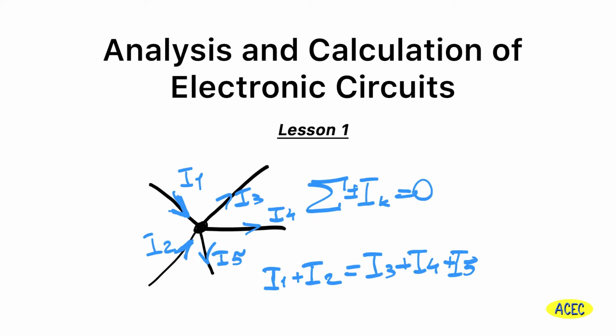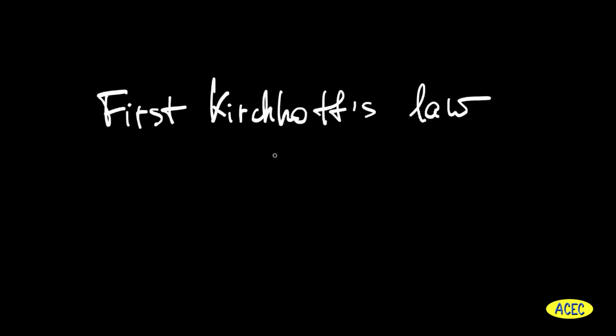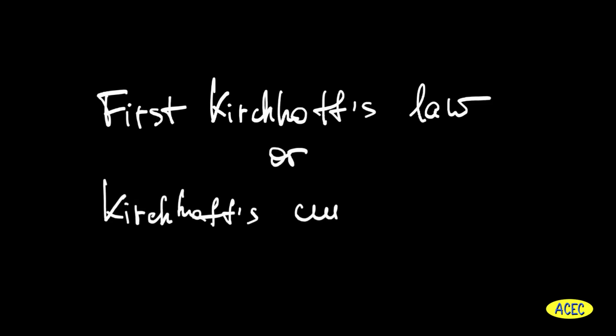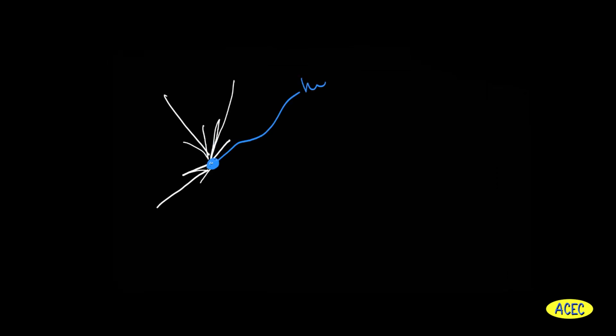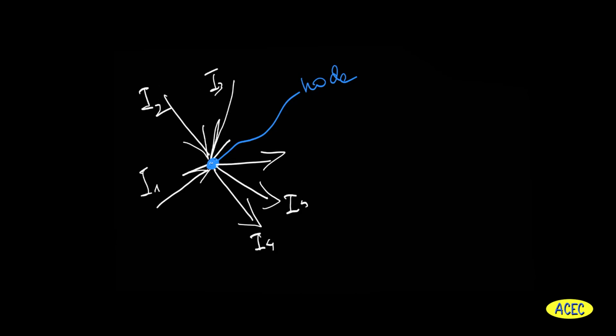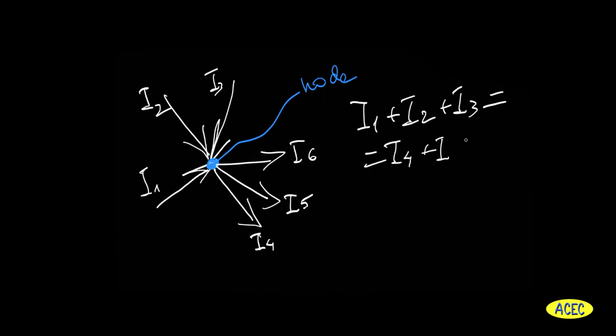Well, let's get started. First, the first basic law, or is it also called the rule, will be Kirchhoff's law, or is it also called Kirchhoff's current law, which states the sum of all currents following into a node equals to the sum of currents following out of the node. Or the sum of currents in node is zero.